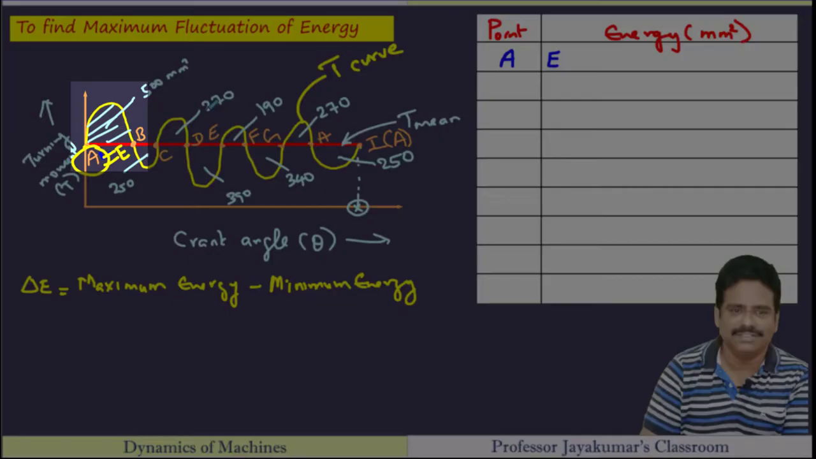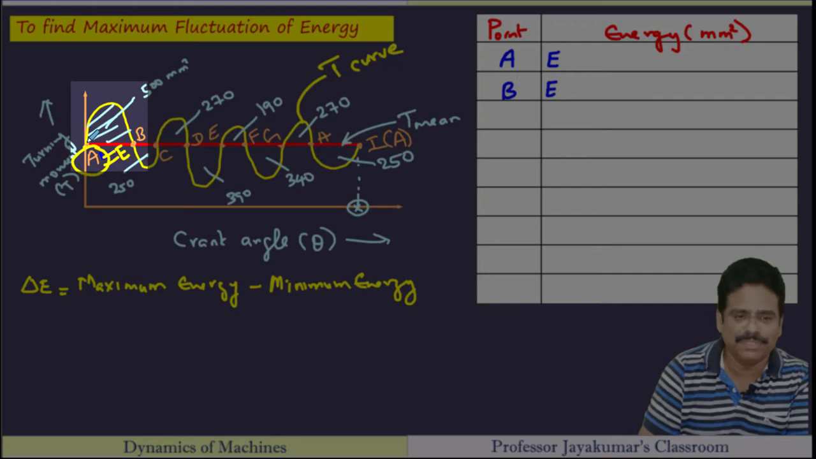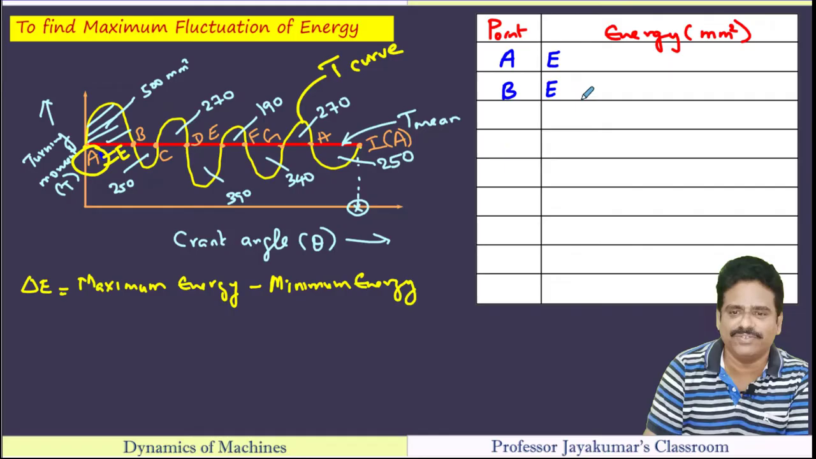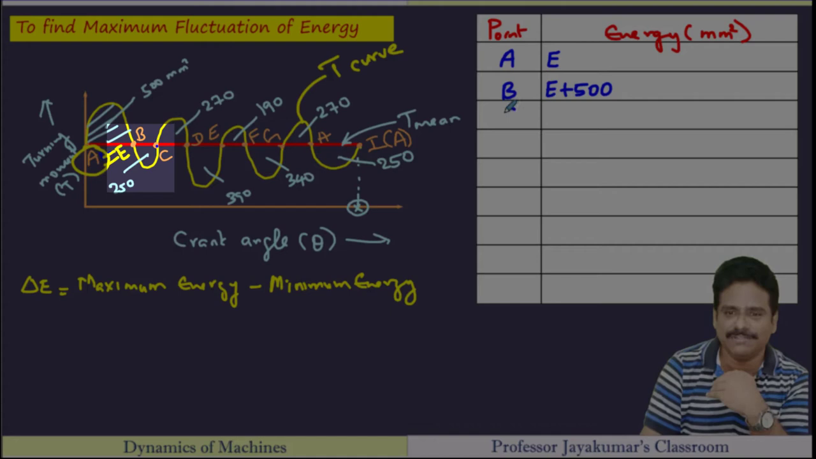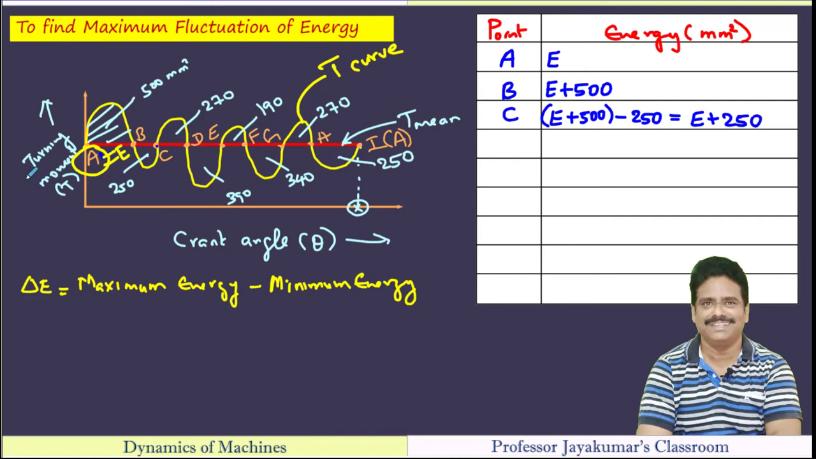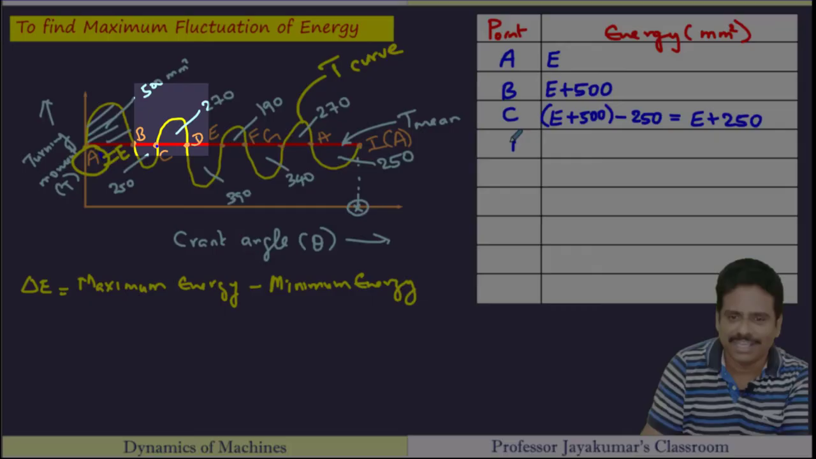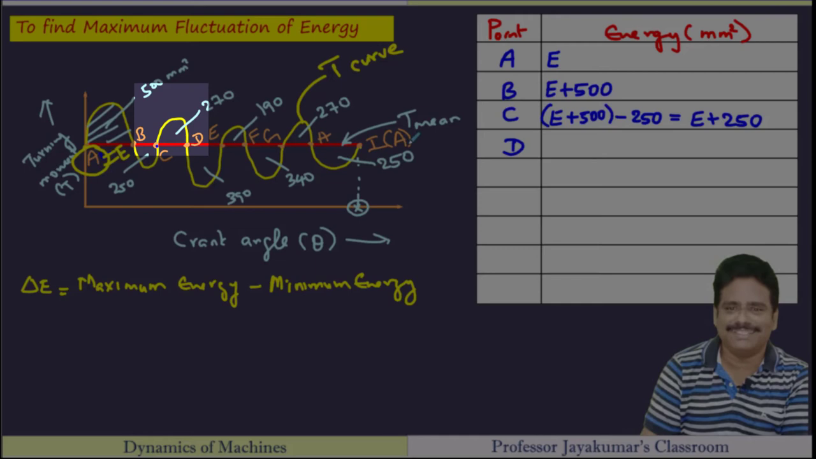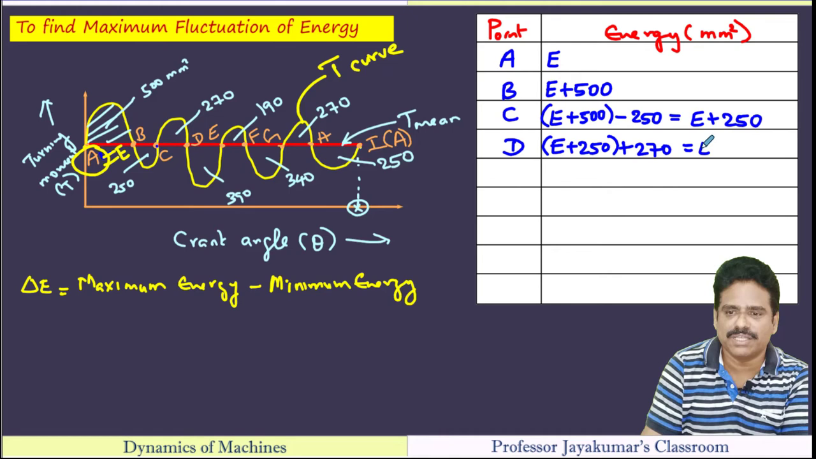Okay. Now, what about energy at point B? Energy at A plus this 500. At point C, the energy at point B minus 250. So I could write here E plus 250 is the energy at C. Can you understand? Yes. Same way, how can I find energy at D? Energy at C plus 270. So this becomes E plus 520. Same way I can find at other points.